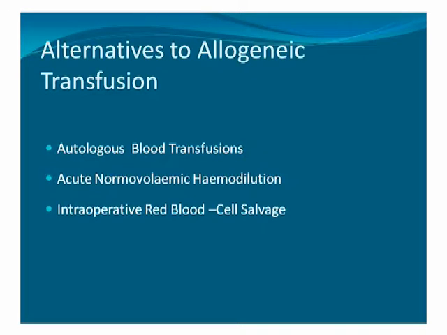Alternative to allogeneic transfusion. This morning it was advised that since 2003, the National Blood Transfusion Service started with autologous donation, and it has been increasing year by year. This is the opportunity for a patient to donate his blood for the same intervention, and this reduces the risk of infectious disease.